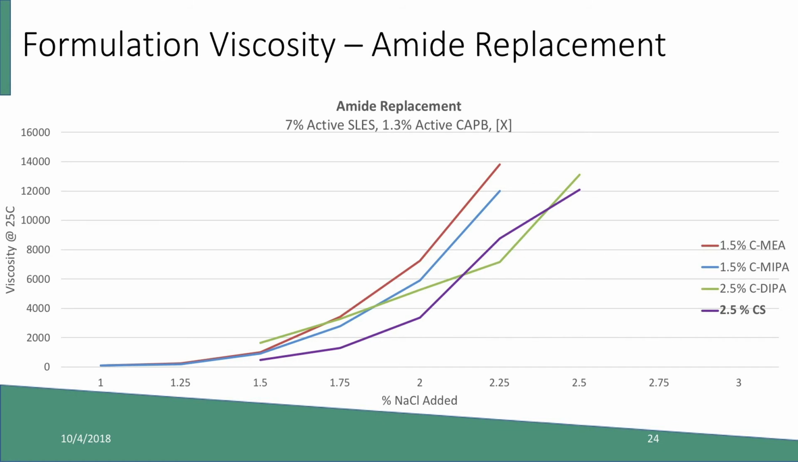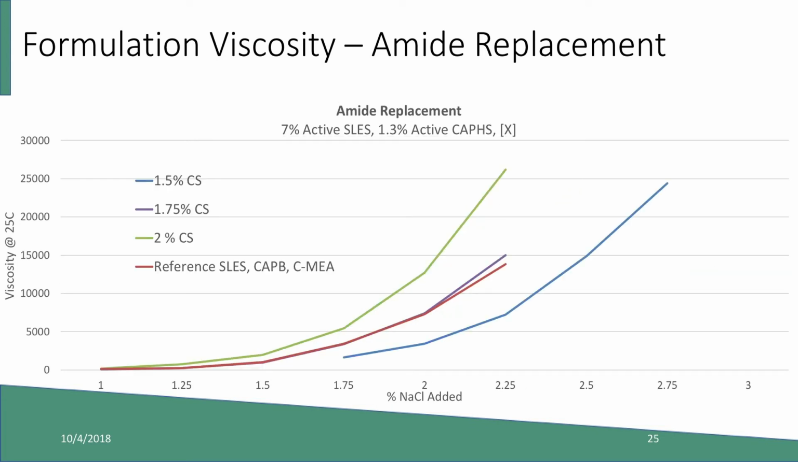So first, taking a quick look at the amide replacement, there's a lot going on the slide. That kind of purplish line is our CS, and our formulation is a 7% active ether sulfate and a 1.3% active betaine, and then looking at replacing amides. So that red line is that same reference that we were looking at on the previous slide, and you can see that the CS is in the group. It has a little bit less salt response, but it's still within 0.25% of salt added.